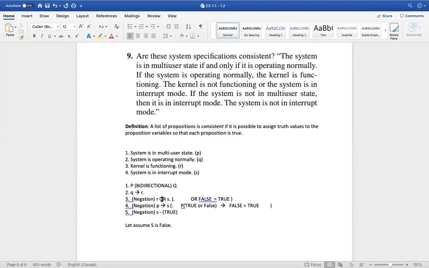Okay, so here we have this statement over here. So we have to make this true, right? We know that S is false. So here it doesn't matter whether R is true or false. It doesn't really matter. So it does not depend on the value of R, or on the value of P, in order to be consistent. Now again, we have Q, true or false.